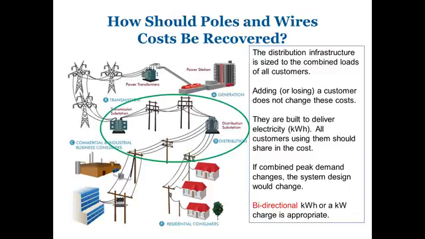The poles and wires, the substations, the distribution circuit costs, overhead and underground, are sized to meet the combined loads of all customers. Adding or losing a customer doesn't change those costs. If I divide my house into a duplex, the distribution circuit design doesn't change unless the duplex has more usage, more demand than the single home did. Similarly, if a house burns down and isn't replaced, the distribution circuit costs don't change.